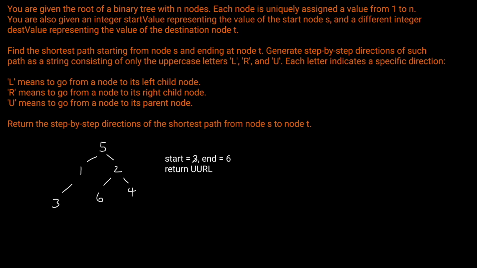So if we were given this tree here, and we were told to start at 3, and we were told to end at 6, what's the shortest path? Well, we would start here, and we go up to the 1, up to the 5, we go to 5's right to the 2, and then we go to the left to the 6, which is the shortest path. So we would return up, because we went up to the 1, up to go to the 5, we went right to go to the 2, and then left. So that's going to be how we got UURL.